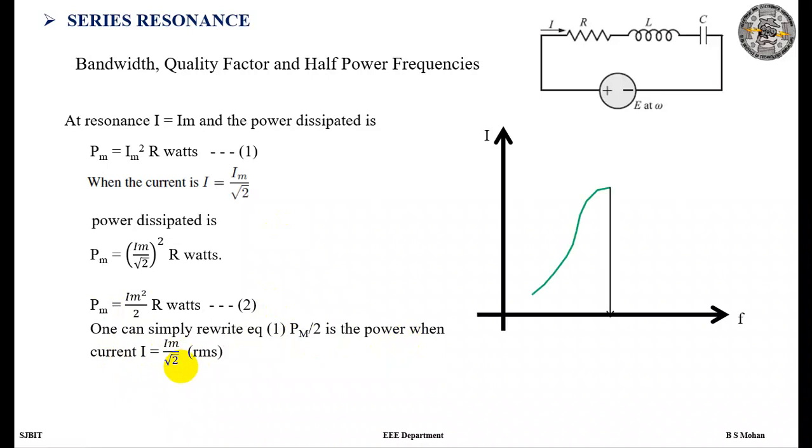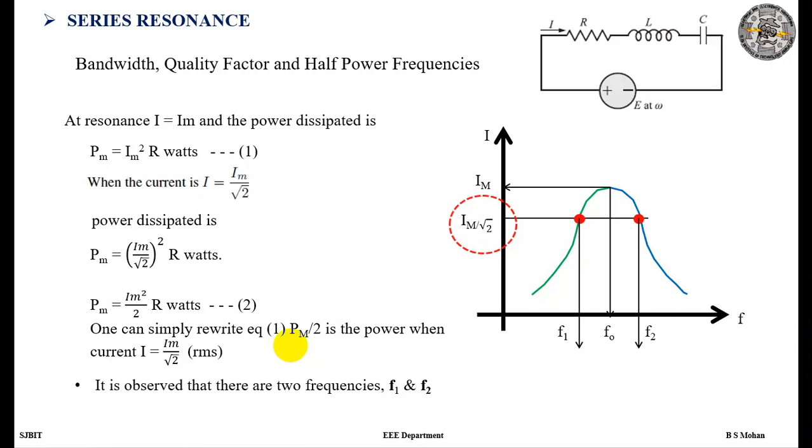So we have seen this graph. As frequency increases, at one particular point it reaches maximum, called F0, and at that value we have maximum current Im. As we further increase the frequency, the current reduces. Taking the value of current as Im by root 2, the RMS value of the maximum current, the power is half. At this point we have two frequencies, one on the green waveform and the other on the blue, and if we extend the two lines, we note them as F1 and F2. So there are two frequencies, F1 and F2, at half power.